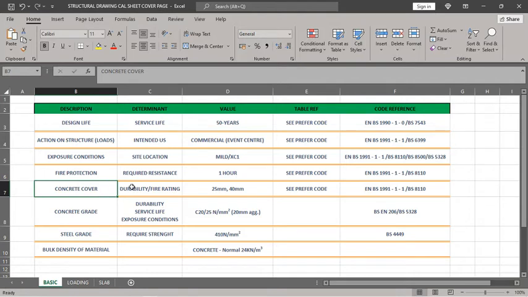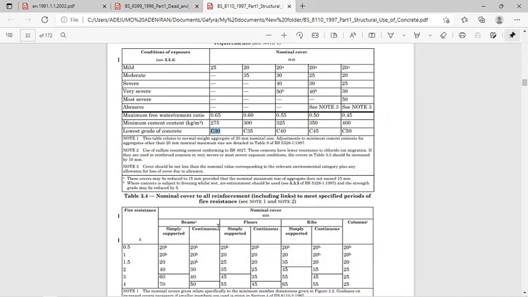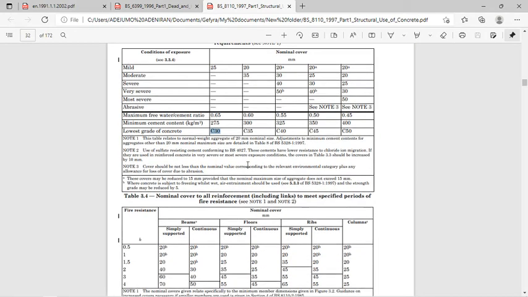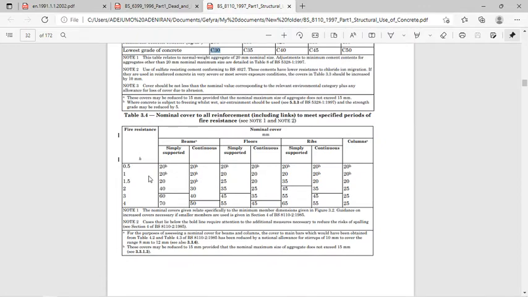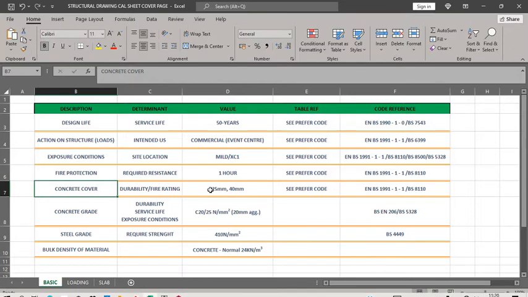That being said, concrete cover is based on durability and fire rating. So you can see nominal cover to meet specified period of fire resistance. So you can see that it is durability and fire resistance that governs the concrete cover that I pick. And fire resistance here, you can see 1 hour for beams. Specification here is 20, 20, 20, and also here is 25. So I adopted 25, then 40 for my foundation because of the exposure.